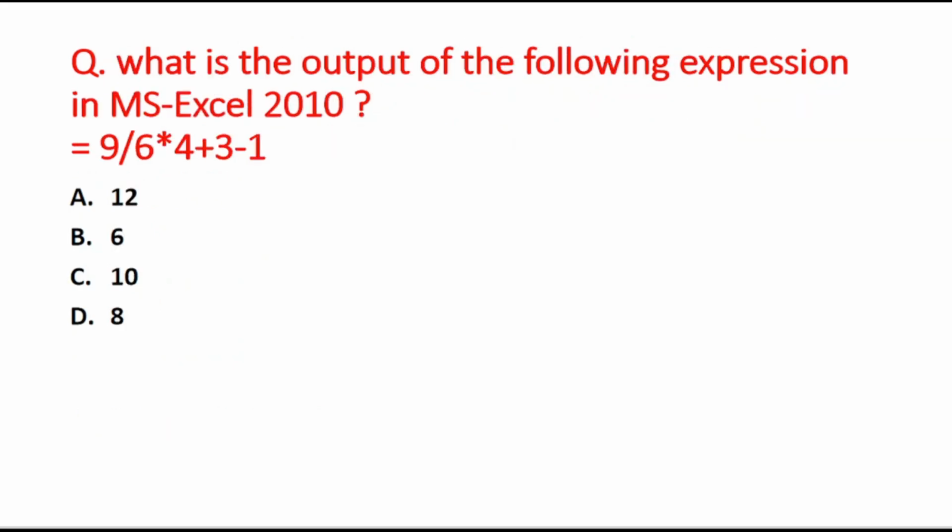Next question is, what is the output of the following expression in MS Excel 2010? So what is the expression here? Equal to 9 by 6 into 4 plus 3 minus 1. Your A option is 12, B is 6, C option is 10, and D is 8. So right answer is option D, that is 8. जब आप इसको solve करोगे तो आंसर आएगा 8.